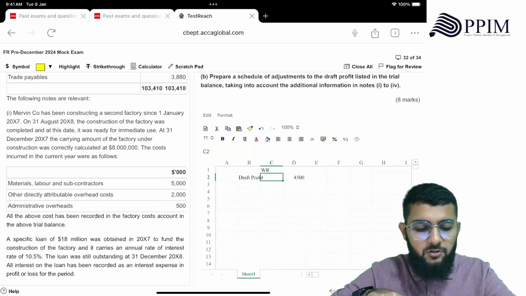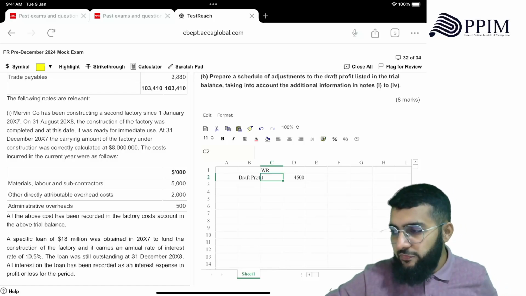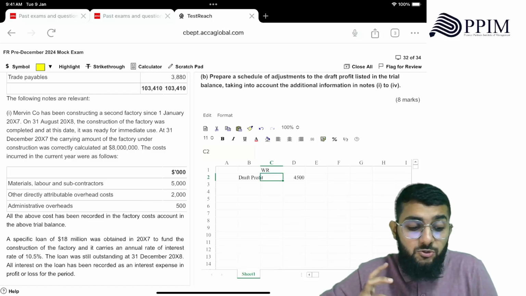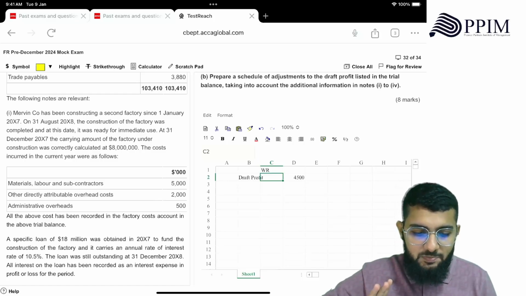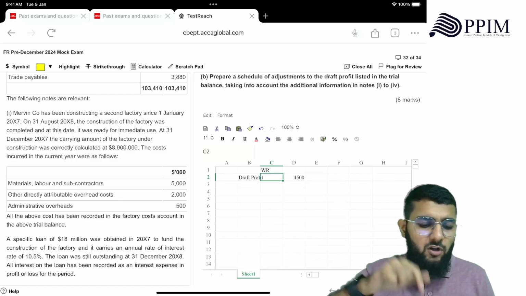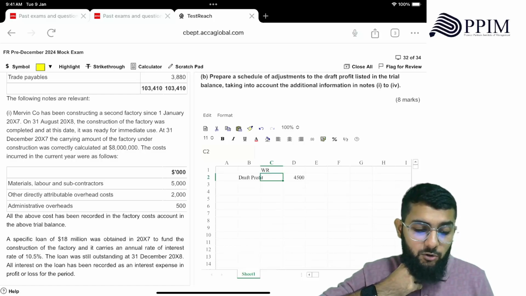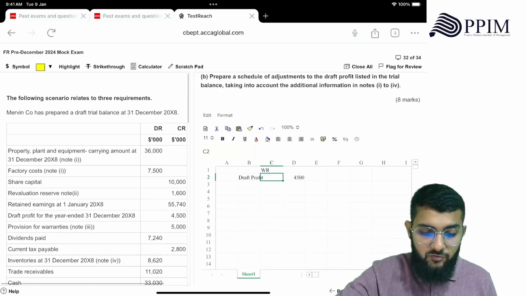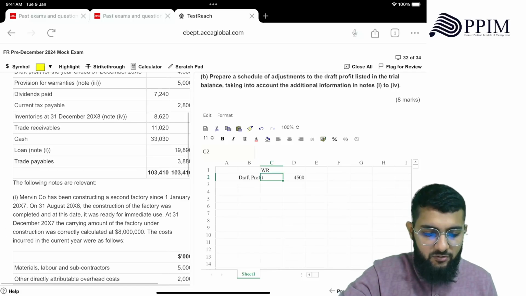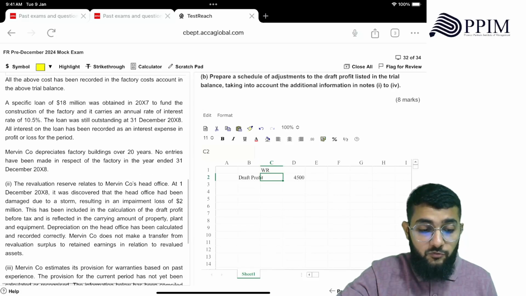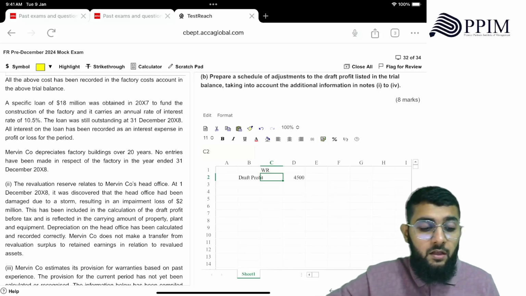Materials, labor, and subcontractors. Other direct attributable overhead costs, administrative overheads. So those are the additional cost references that they have given. Now in this, you need to identify what is going to be capitalized and what is going to be expensed. All the above cost has been recorded in the factory cost account in the above trial balance. So they've taken that as a cost, so when you're pulling it, you have to be careful there.